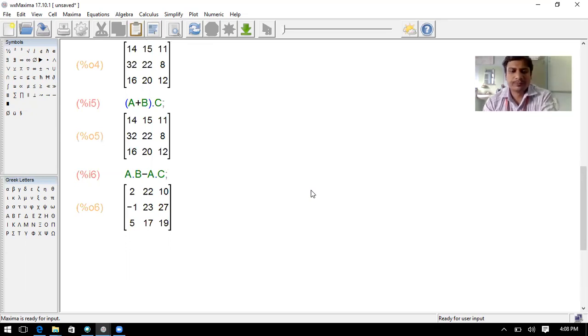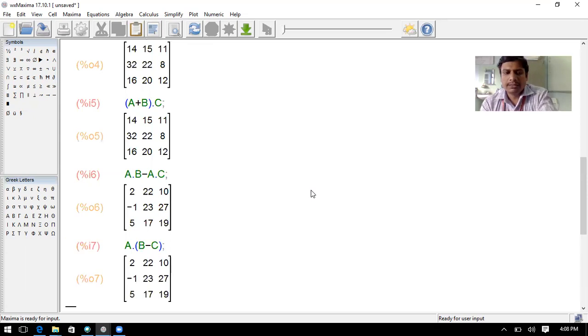Next, that is A into B minus C. A into, meaning A dot of B minus C. You take the bracket, that is B minus C. That is A into B minus C. Then semicolon, then shift enter. This result is 2, 22, then 10, minus 1, 23, 27, 5, 17, and 19. This is A into B minus C. Okay, this is your first practical.